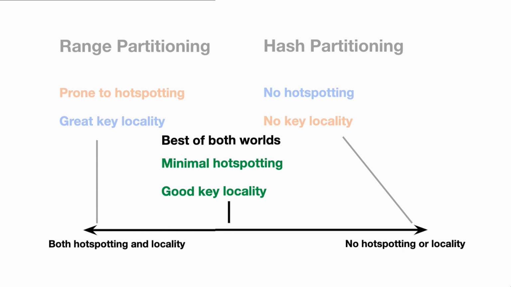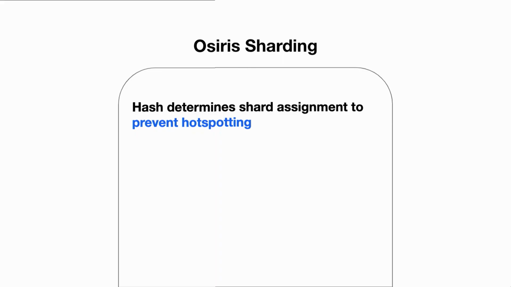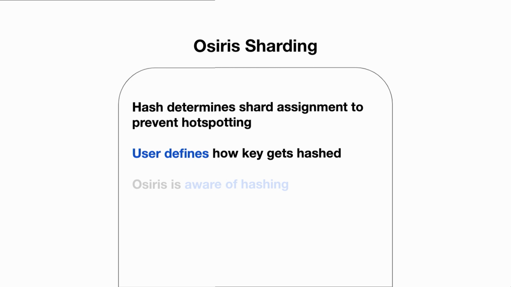And the other insight we received was that databases like HBase, for example, bake this choice into the database. In HBase, you get range partitioning, you're stuck with hotspotting. But in Osiris, what we realized was we could actually design a sharding scheme that's flexible enough that each individual user could pick for their table how much hotspotting and locality they wanted. So that's what we did. The way Osiris handles sharding is that we use hash partitioning to do the initial key to shard assignment to help prevent hotspotting, but we let the user determine how their key gets hashed.